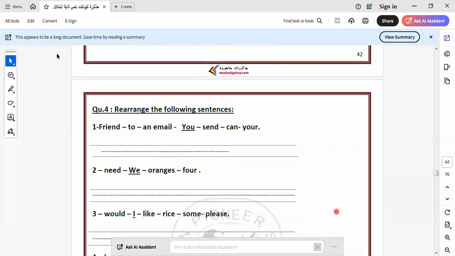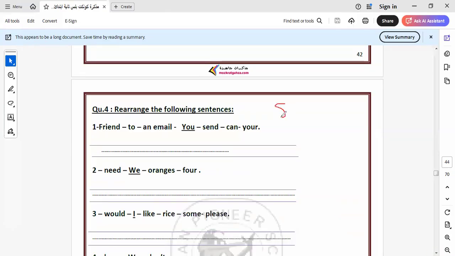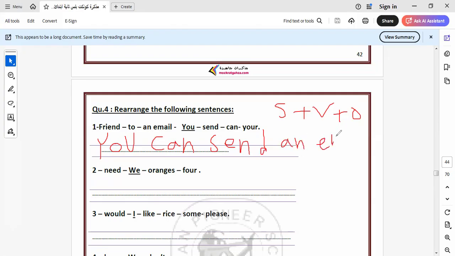Let's answer the next question. It will be subject plus verb plus object. You can send an email to your friend. Okay, to your friend. Let's answer the next question.